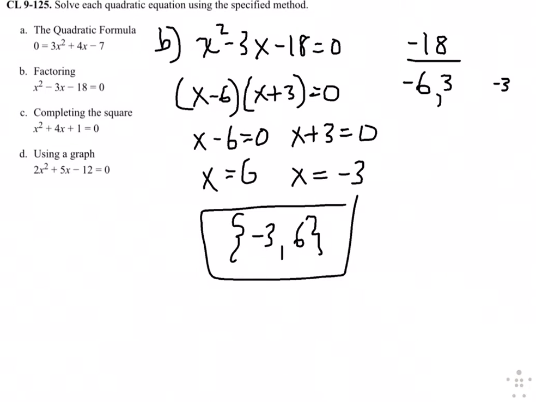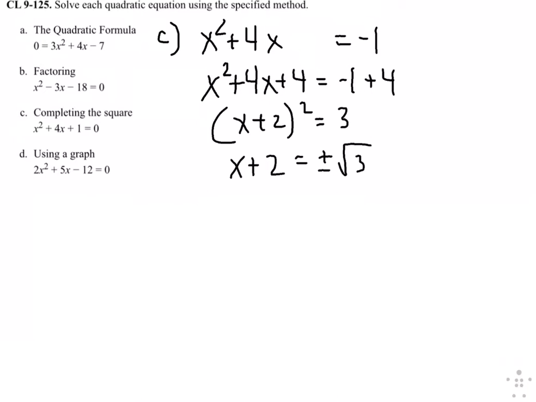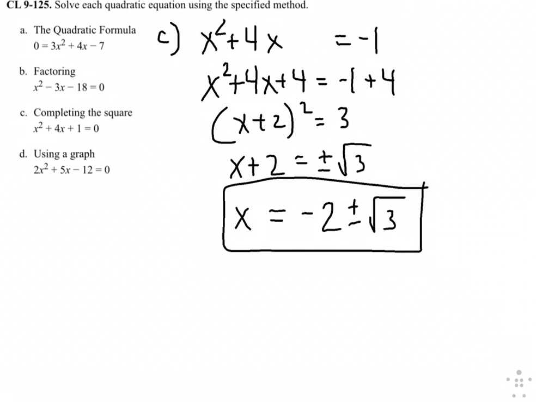Okay, so that was factoring. Completing the square, next one, C. So C, we have x squared plus 4x. Again, first step is get your constant over to the right. Second step, take half the middle term, which is 2, and square it and add it to both sides. So x squared plus 4x plus 4 equals -1 plus 4. This factors to x plus 2 squared equals 3. Take the square root of both sides. x plus 2 equals plus or minus root 3. And subtract 2 from both sides, and we get -2 plus or minus root 3.